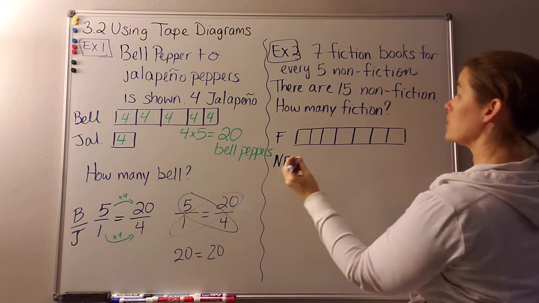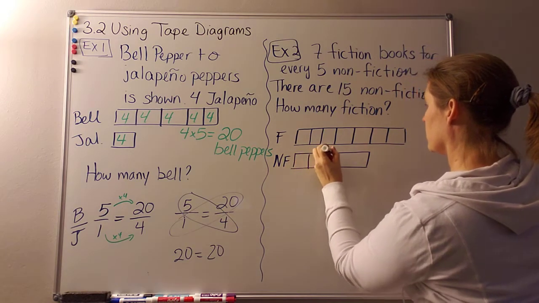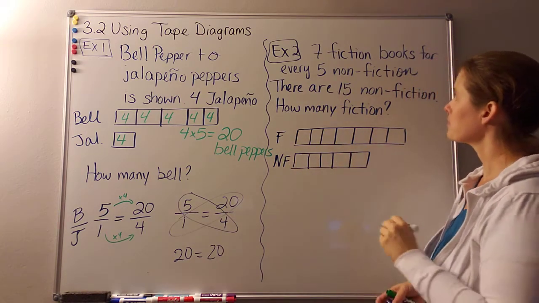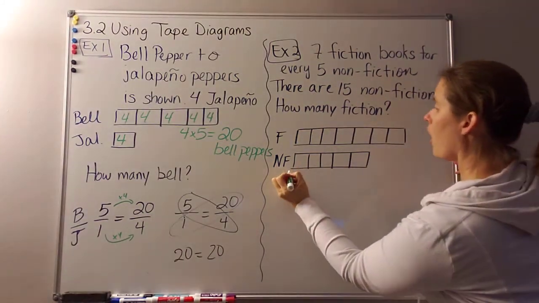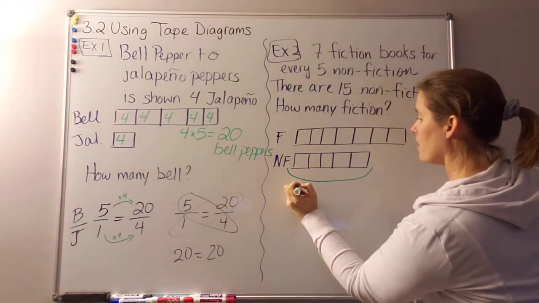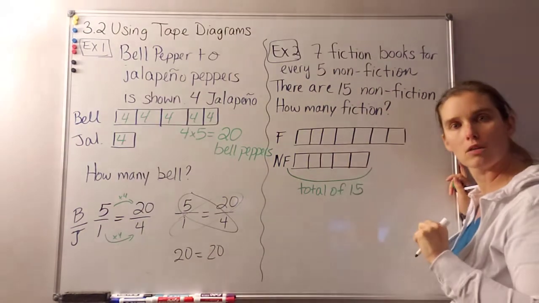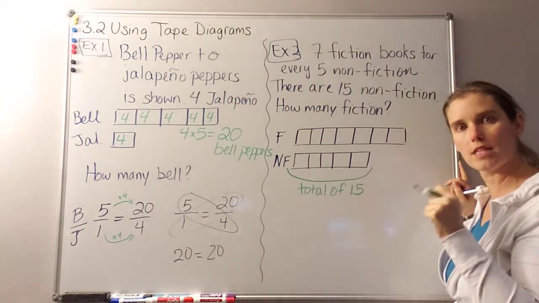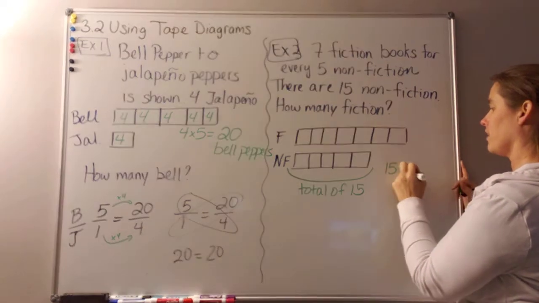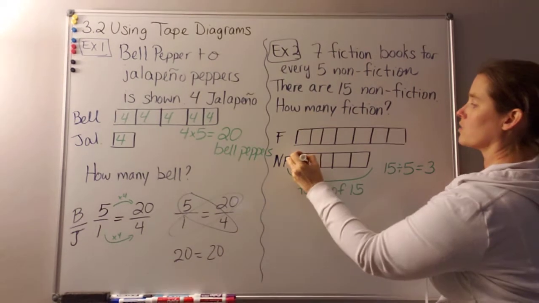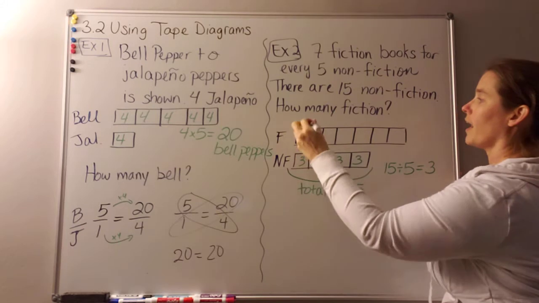All right, and nonfiction, how many should I have? That's right, 5. I'll try to line them up, make them look fairly similar. Okay, and it says there are 15 nonfiction. So that means all of that is a total of 15. How do we figure out what goes into each box? Because remember, each box has to have the same amount. That's right, we do 15 divided by 5, which is 3. So each of those has 3, which means each box up here has 3.